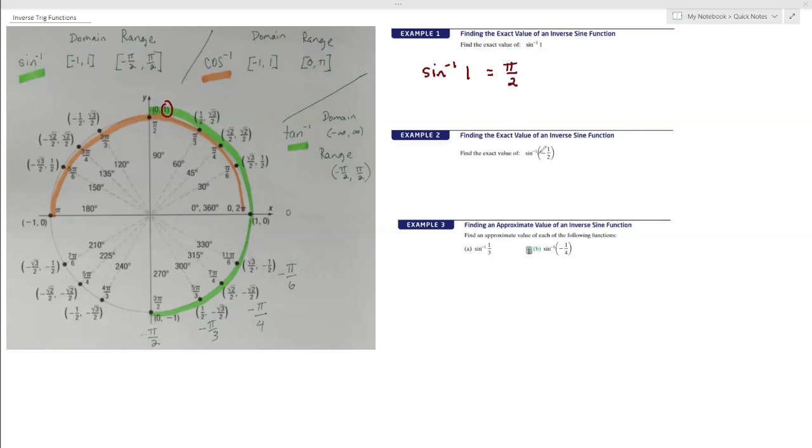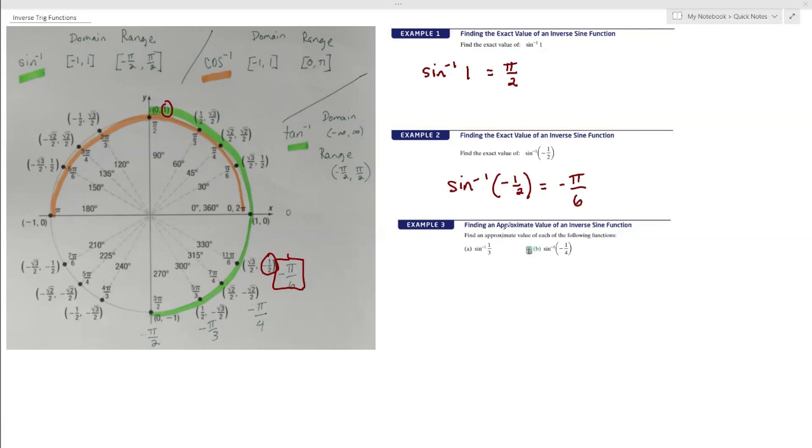Find the exact value of the inverse sine of -1/2. Okay, my negative y's are down here. So I'm looking for this one, and I don't use 11π/6. I use -π/6. So the sine inverse of -1/2 results in the angle -π/6.